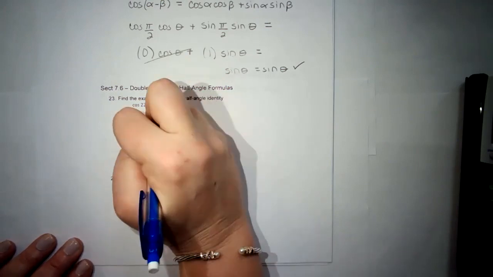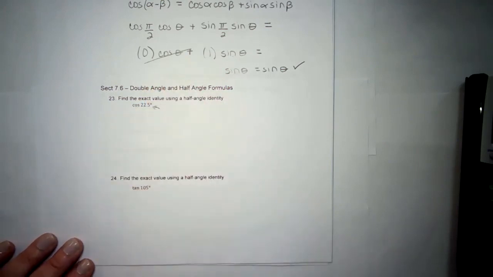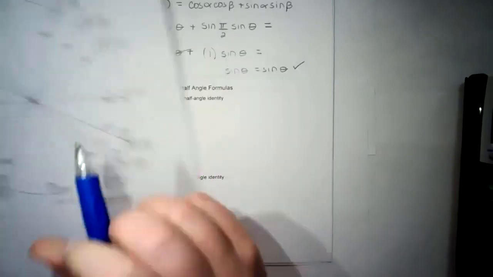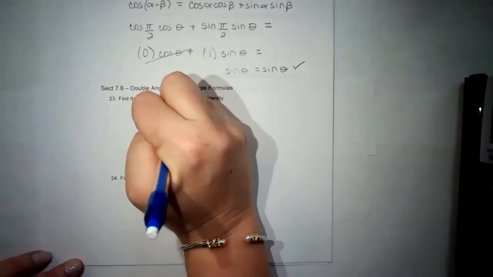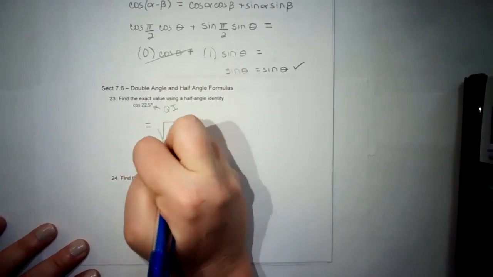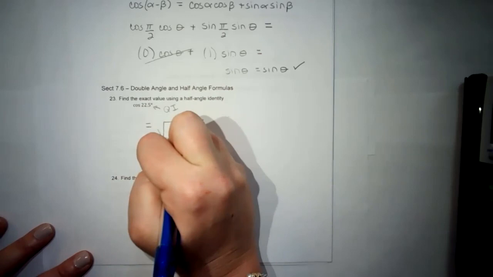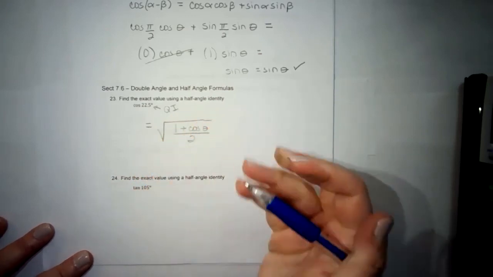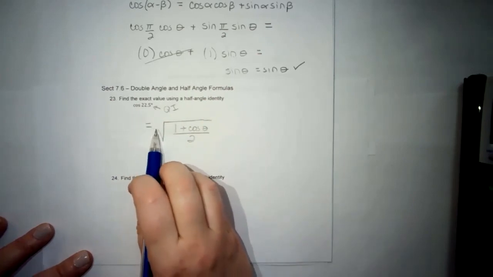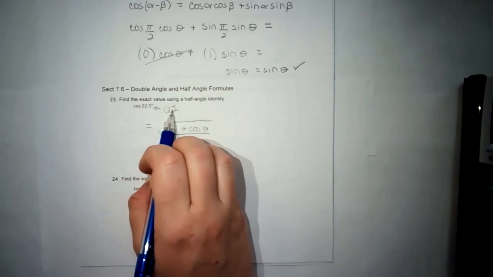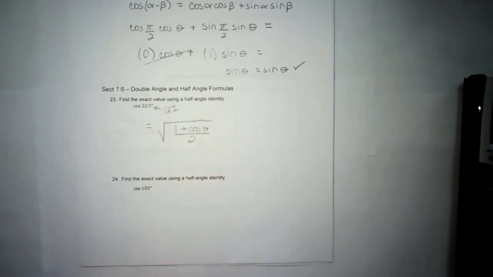First thing we need to do is figure out what quadrant 22.5 is in. Well, quadrant 1 has everything from 0 to 90 degrees, so that means this is quadrant 1. The reason I had to do that is because I need to use this formula for cosine for the half angle, and it has a plus or minus that sits out here. And I need to know, do I use the plus or the minus? Well, cosine in quadrant 1 is positive, so I'm going to use the plus.